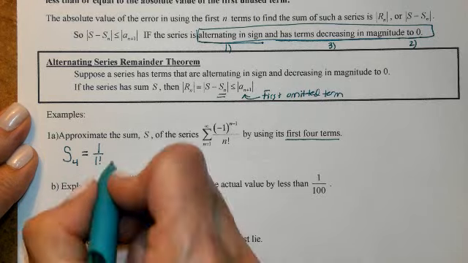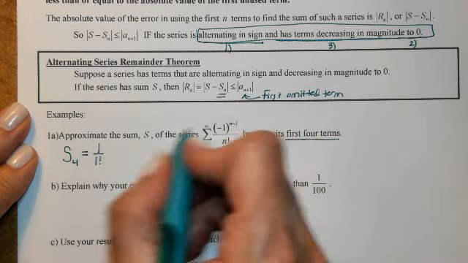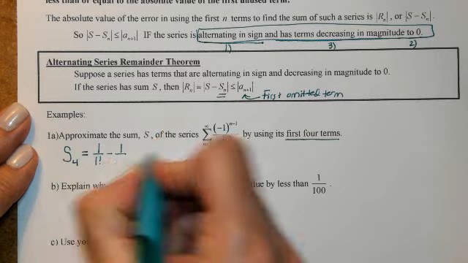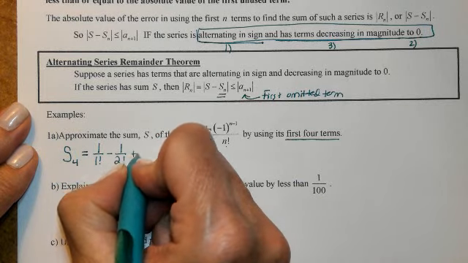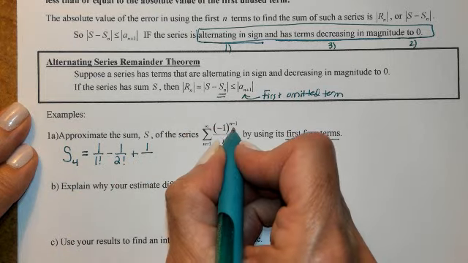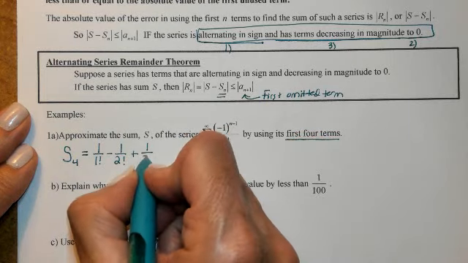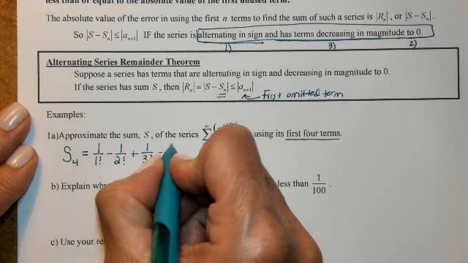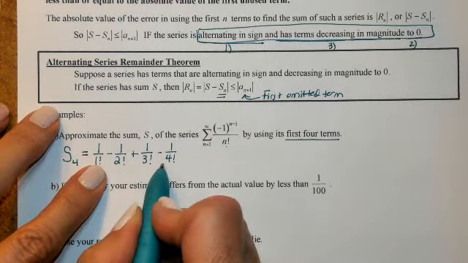right? Our next term is when n is 2. When n is 2, negative 1 to the first is negative 1. And I have 2 factorial plus 3, negative 1 to the second is positive 1. So positive 1 over 3 factorial minus 1 over 4 factorial, and those are my 4 terms.